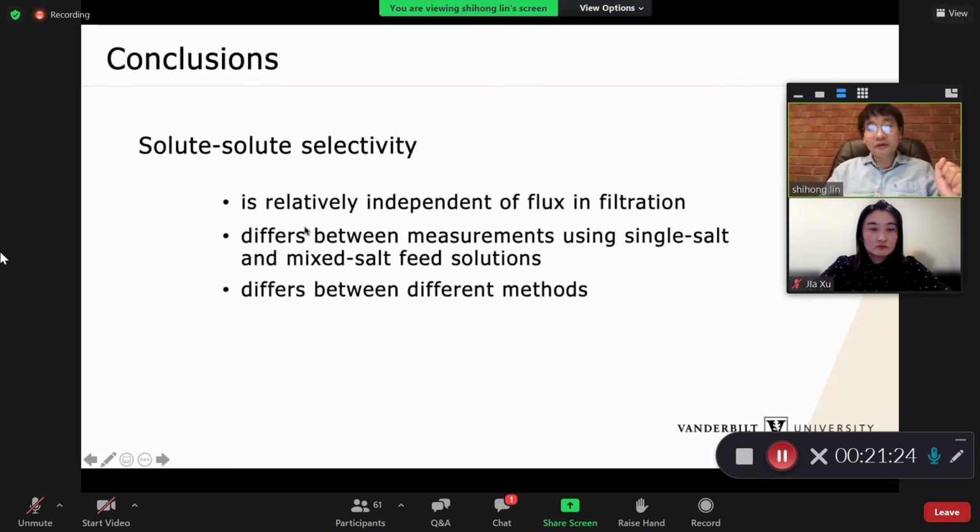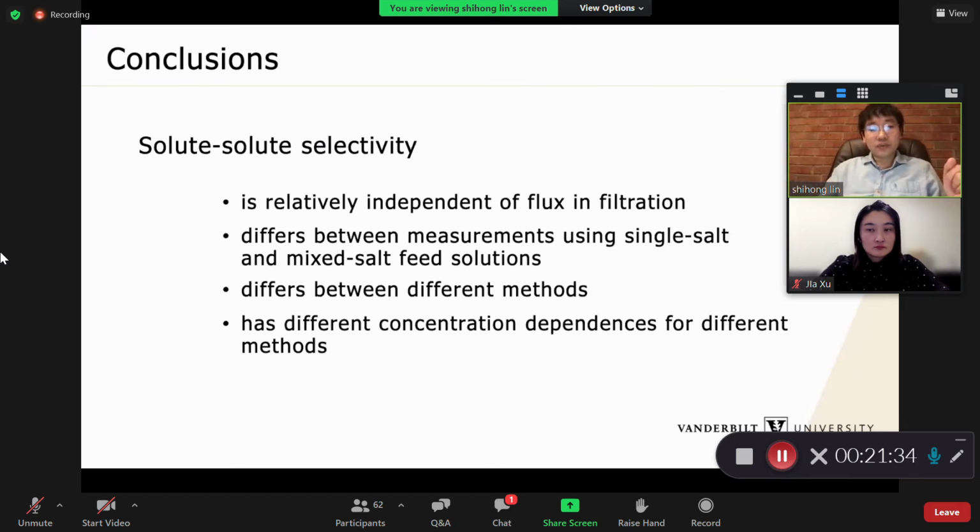And it also differs very much between different methods. By different methods, I mean the three classes of measurements we just talked about. And it also has a different concentration dependence for different methods, right? With filtration, it's strongly dependent on concentration, not as much for the diffusion experiment. So these are the conclusions. The conclusion is not very appealing, let's put it this way, right?